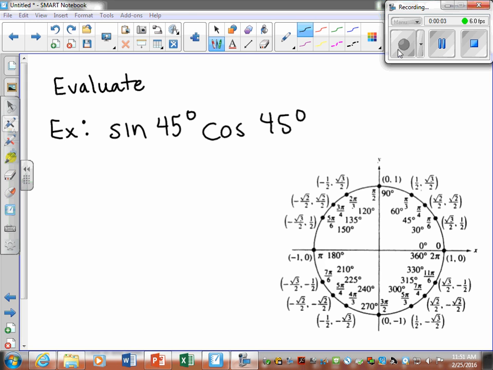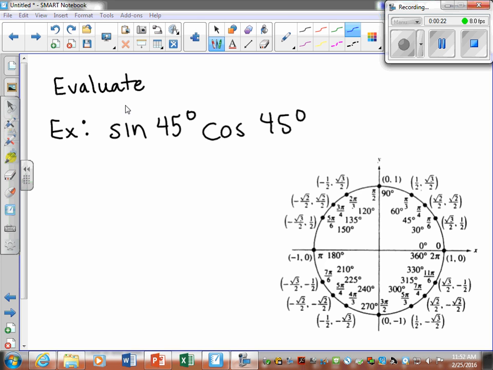Okay, we're just going to continue evaluating some trig functions. In this case, it's the sine of 45 times the cosine of 45. So what we want to do is evaluate this first, write this down, then write this value down and multiply our answers together. So let's go to our unit circle.